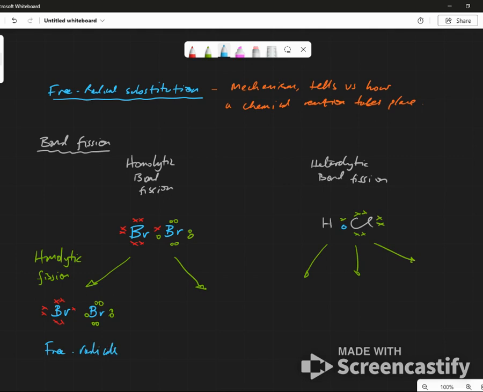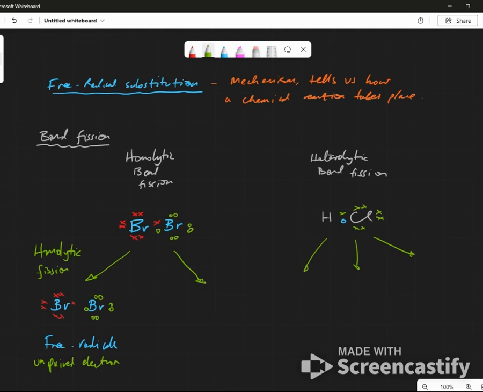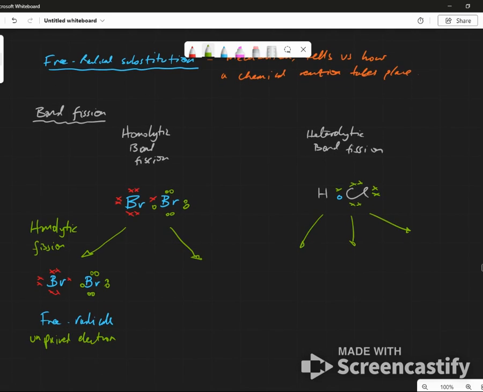And what determines a free radical? They have an unpaired electron. That means one electron. The way we show it is Br with a little dot there, and that dot represents the unpaired electron. And these things are free radicals.